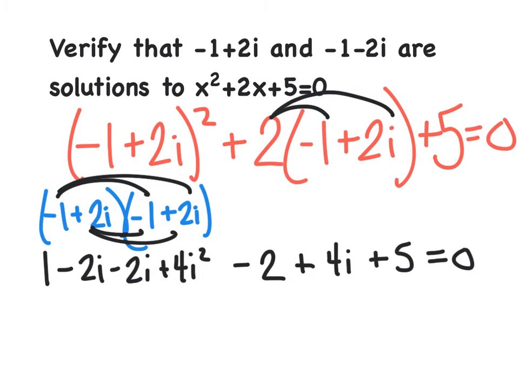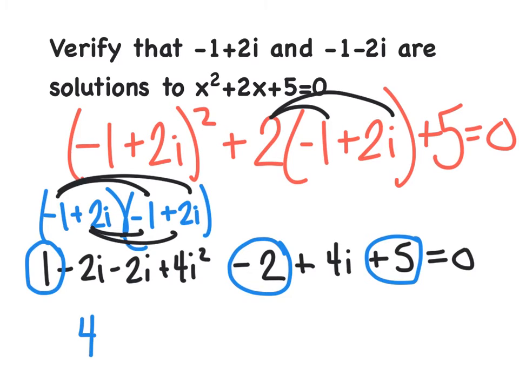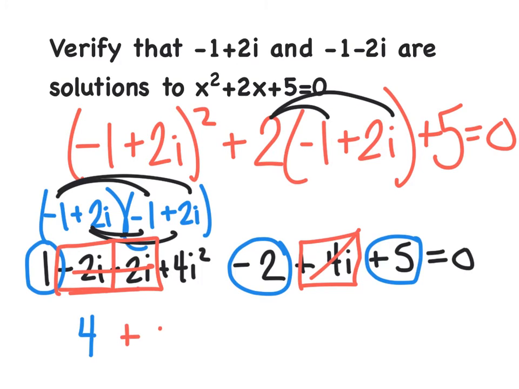Let's see, I can add together the 1, the negative 2, and the 5. So 5 minus 2 is 3, 3 plus 1 is 4. And then I can put my i's together, so this is negative 2i and negative 2i, that's negative 4i and positive 4i. Those just all cancel. So I have 4 plus 4i squared, and I need that to equal 0.